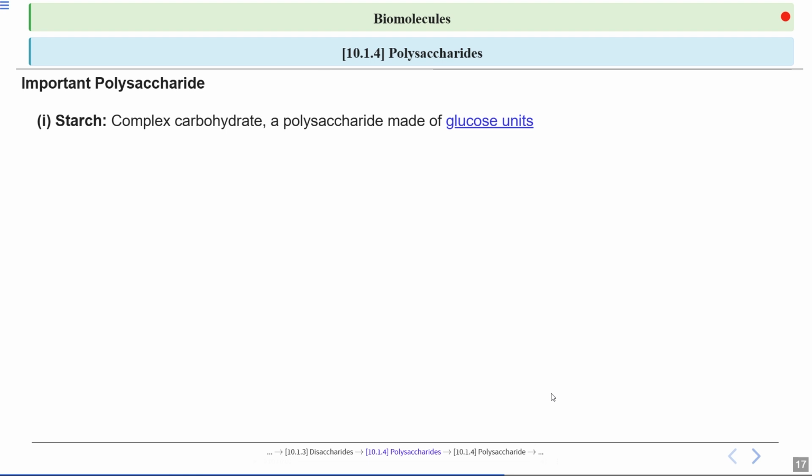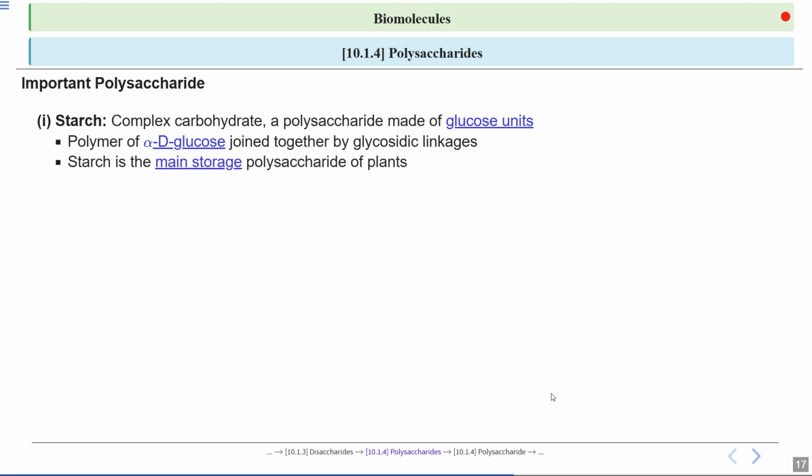So starch is a complex carbohydrate and a polysaccharide which is made up of many glucose units. It is one of the most important sources of energy in our diet. So starch is a polymer of alpha D glucose units which are joined together by glycosidic linkages. That means that many glucose molecules are connected in a specific way to form the starch molecule. Okay. Now starch serves as the main storage polysaccharide in plants.